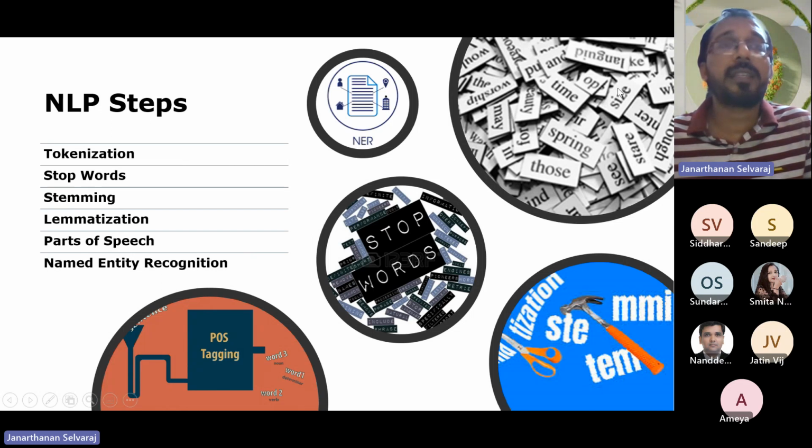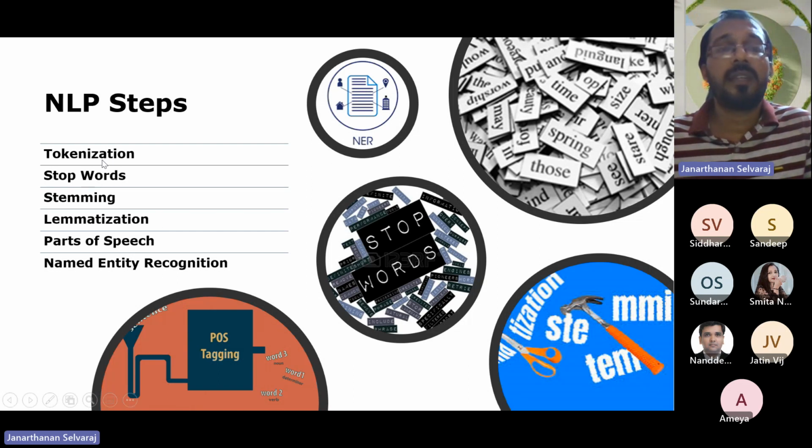When I say tokenization, your entire document can be divided in two ways. One could be the sentence tokenizer. The other will be the word tokenizer. If you want to separate your document into sentences, make use of the sentence tokenizer. If you want to separate your document into words, you can make use of the word tokenizer. And stop words are nothing but the conjunction words, like articles and prepositions.